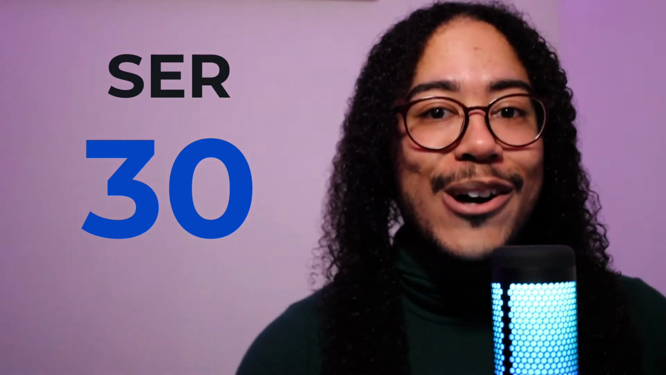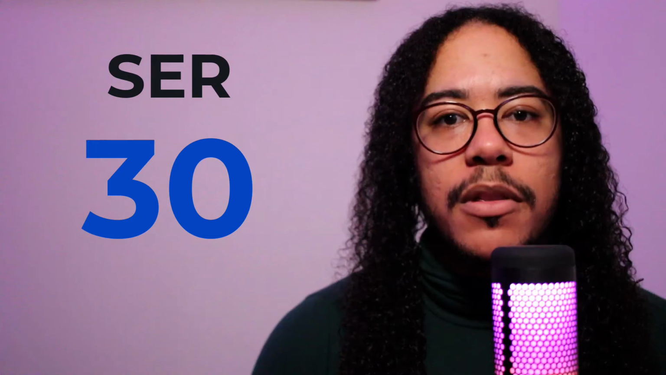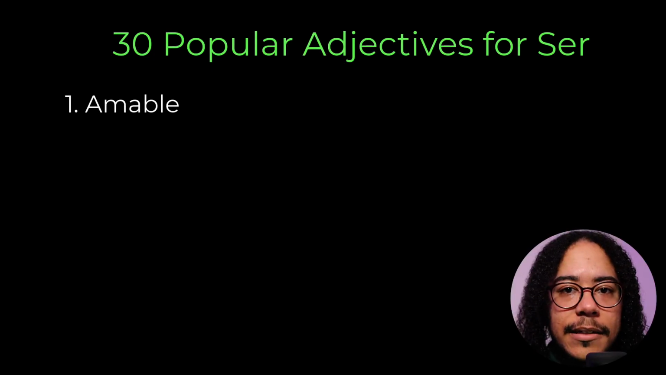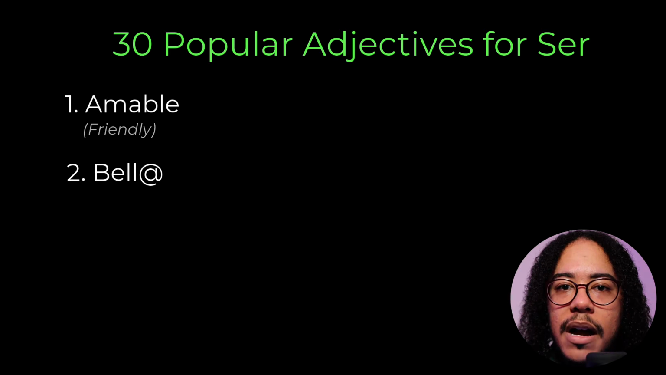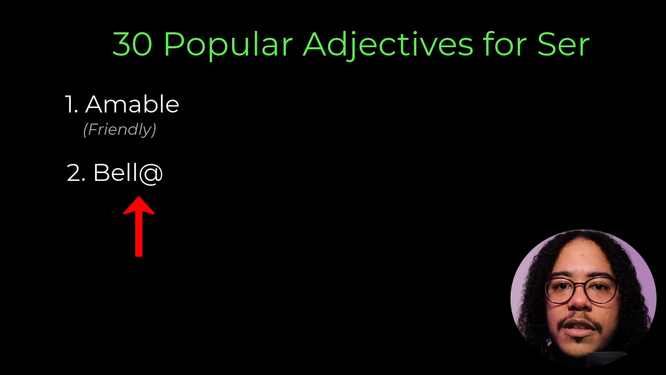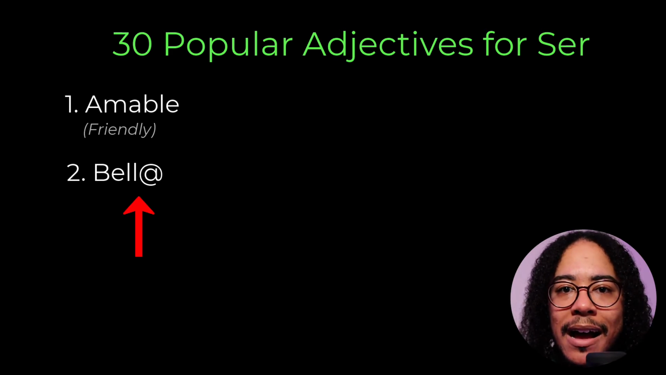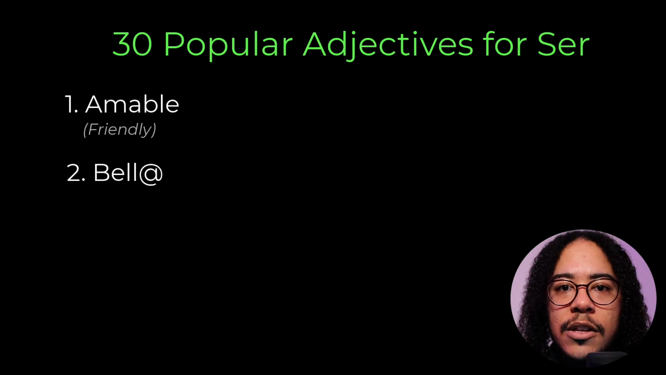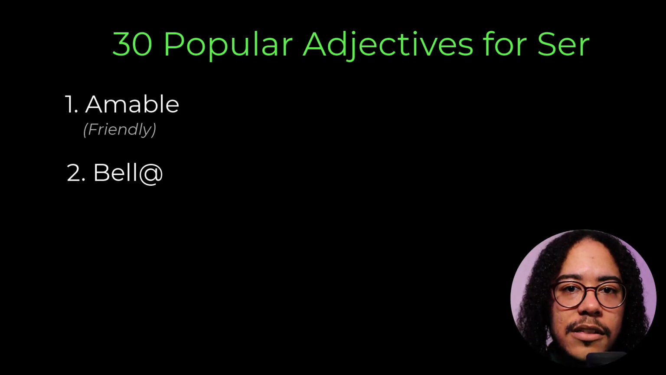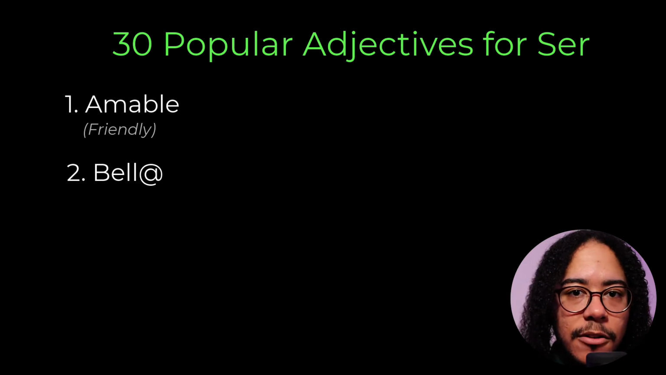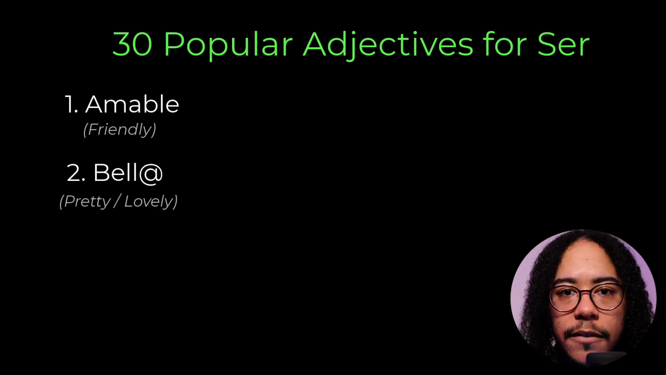So you can either pick and choose the ones that you use most in English, or you can put these into flashcards and start rehearsing and using them. Emphasis on using them. Don't just try to cram these and then not use them because you won't remember them long term. Amable, friendly. Just as a reminder, when you see this at sign at the end of one of these words, it means it can either end in o for masculine nouns or a for feminine nouns. So this is either bello for masculine nouns or bella for feminine nouns. And this means pretty or lovely.